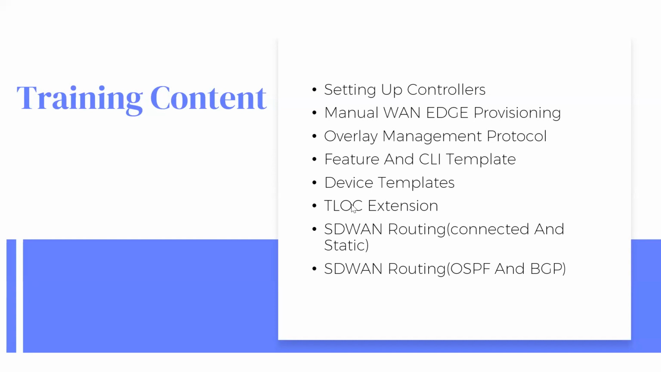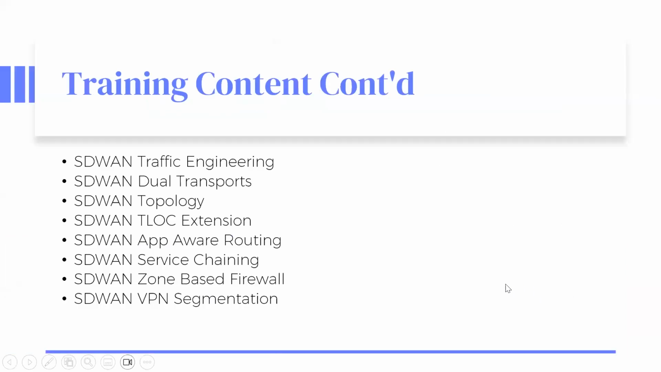But definitely we'll cover this in an upcoming training. So we are going to understand the routing, how connected and static routing work in the SDWAN overlay fabric, and the SDWAN routing, OSPF and BGP, how it works. The next thing we understand is traffic engineering. So how we can manipulate the traffic. There is a lot of stuff in traffic engineering. We are going to cover that.